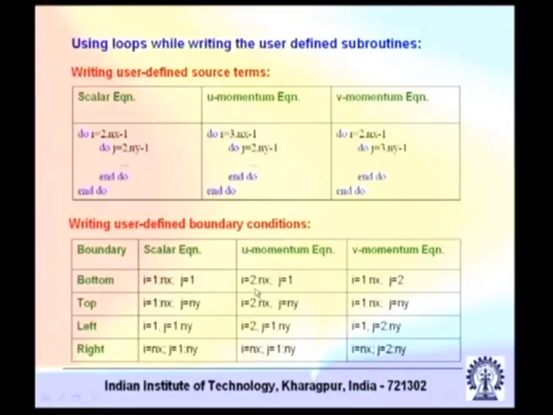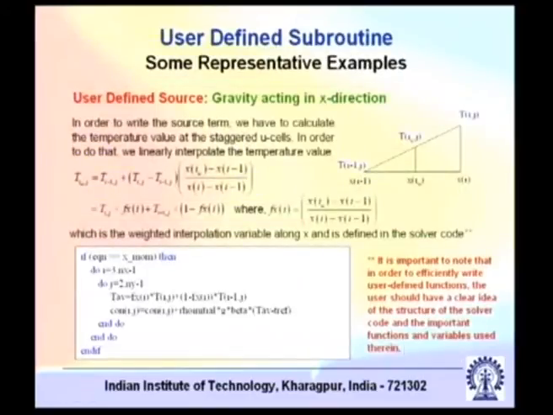For the u momentum equation, I will be from 2 to nx, not 1 to nx, that is the only difference, and for the v momentum equation j will be from 2 to ny, that is the difference. So, let us go through some representative examples for user defined functions.